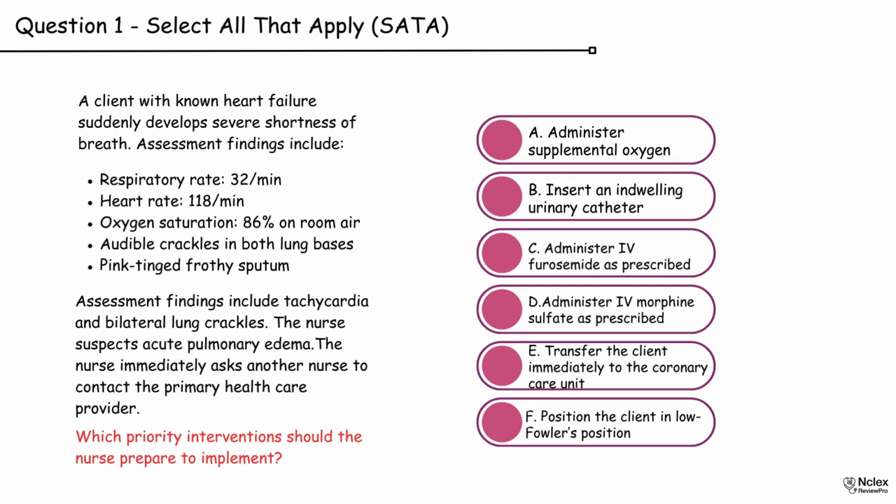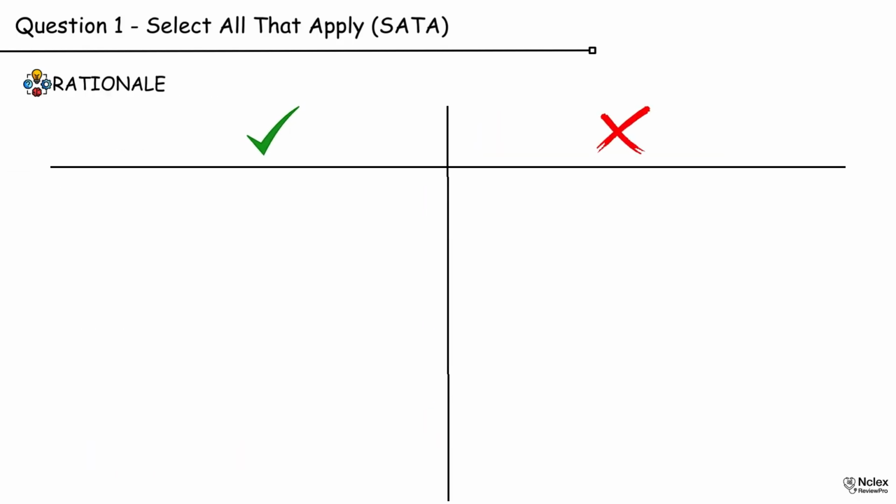Take a moment and decide which interventions are priority right now. Pause and lock in your choices. The correct answers are A, B, C, and D. Now let's walk through the reasoning like an NCLEX nurse.